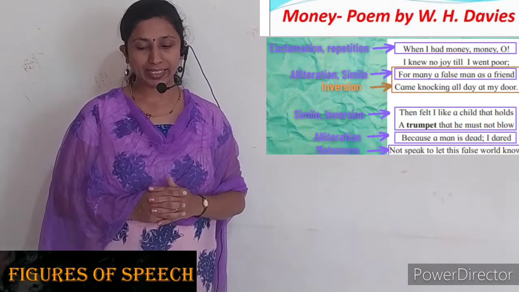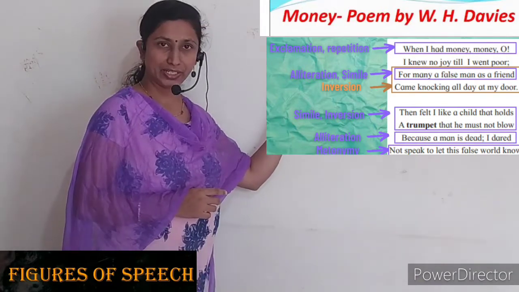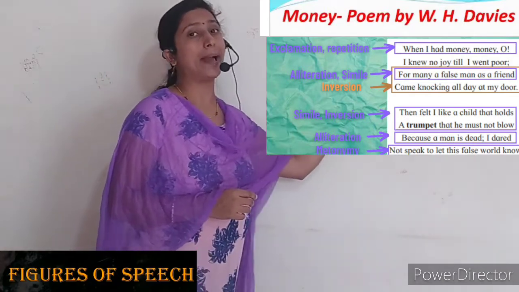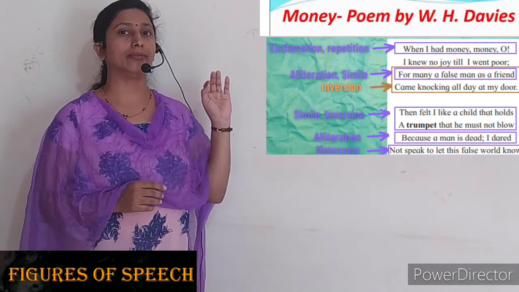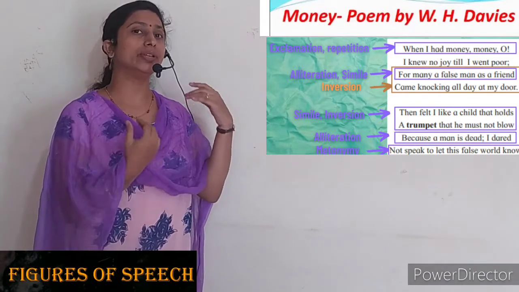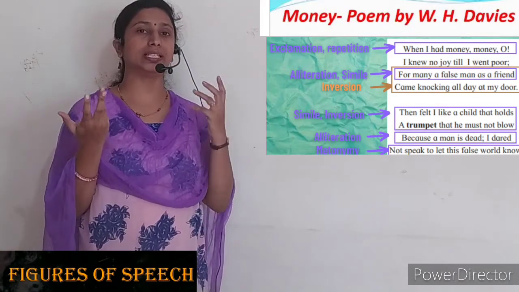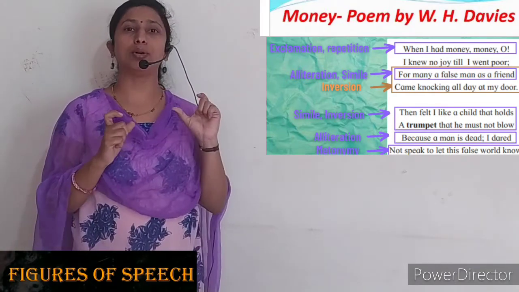When I had money, money oh. In this first line, the word money has repeated, that's why it is an example of repetition. Money oh, apostrophe is there. So students, I want to tell you that whenever apostrophe is there, we are addressing someone. And obviously, we know that William Davies, the poet, is addressing money. That's why it is an example of apostrophe.